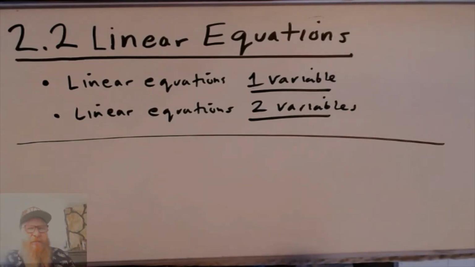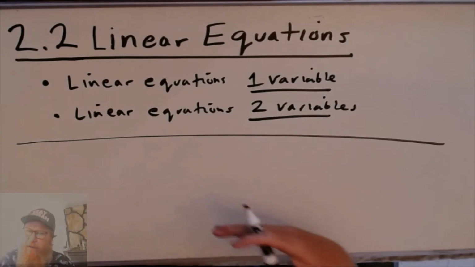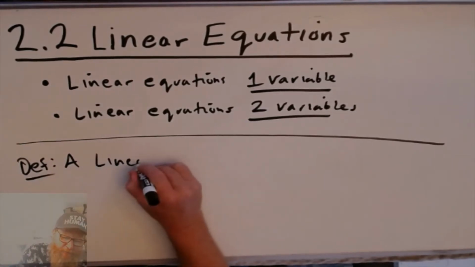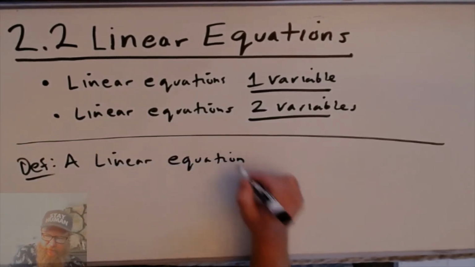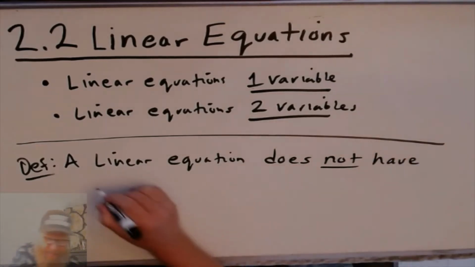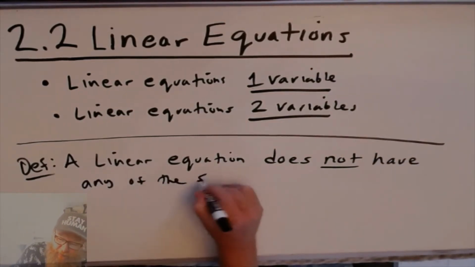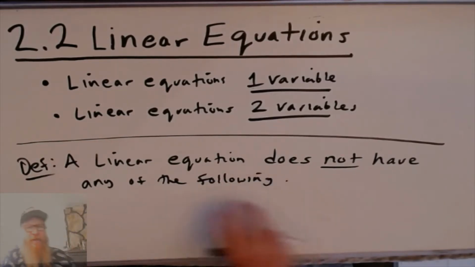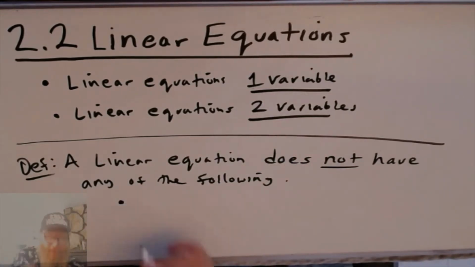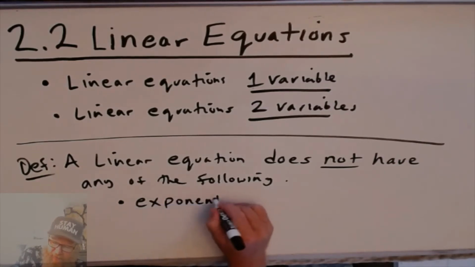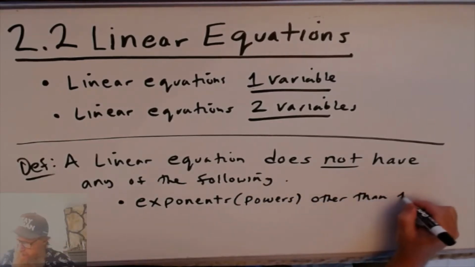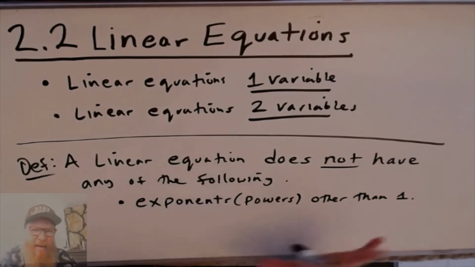Perhaps the best way to define a linear equation is not by what it is, but by what it is not. So the definition of a linear equation does not have any of the following. In other words, if you see any of the following, that means that it's not a linear equation. So it does not have exponents or powers other than 1. So you'll never see an exponent other than 1.